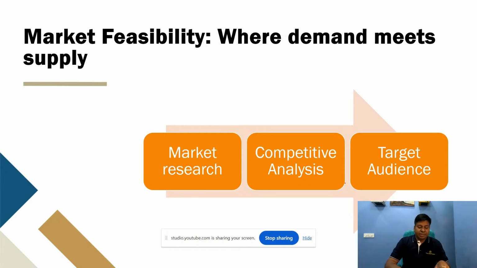Third is market. We have to do the right market research. To do market research, we need some primary and secondary data. We need to create a hypothesis. We need to validate our hypothesis. Not only doing the market research, but also how the competition is evolving.